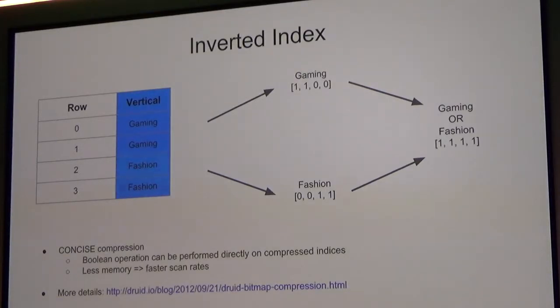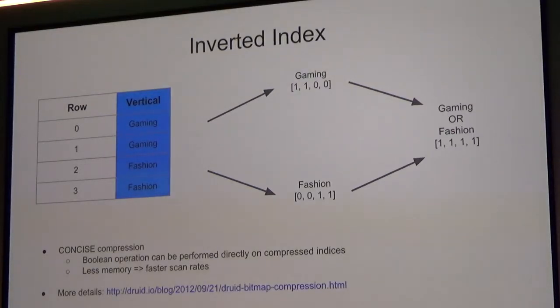So now, imagine you want to issue a query that focuses on gaming, for example. Druid will only scan the first 2 rows right away. Now imagine you want to issue a query that focuses on gaming or fashion. You can take those 2 representations, those 2 indexes, OR them together, and quickly figure out that you have to scan your entire data set in this case.